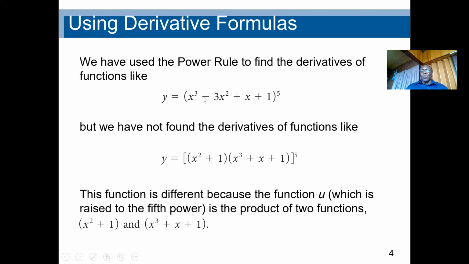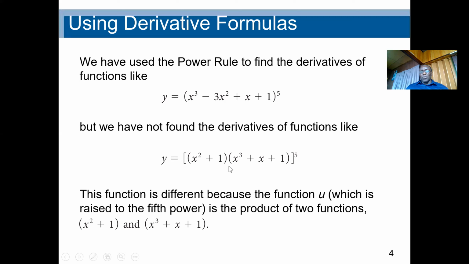But with the chain rule, we have to find the derivative of the term. So the final answer will be 5 times s cubed minus 3s squared plus s plus 1 raised to the power 4, times the derivative of the term here, which will give us 3s squared minus 6s plus 1. So that will be our final answer. Again, the answer will be 5 times s cubed minus 3s squared plus s plus 1 to the power 4, times 3s squared minus 6s plus 1.